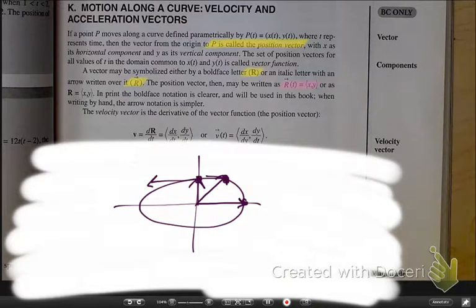It's not from both sides. It doesn't go both ways because it has a direction. For example, if I was going counterclockwise, it would look like this. If I was going clockwise, it would go the other way and it would look like that.